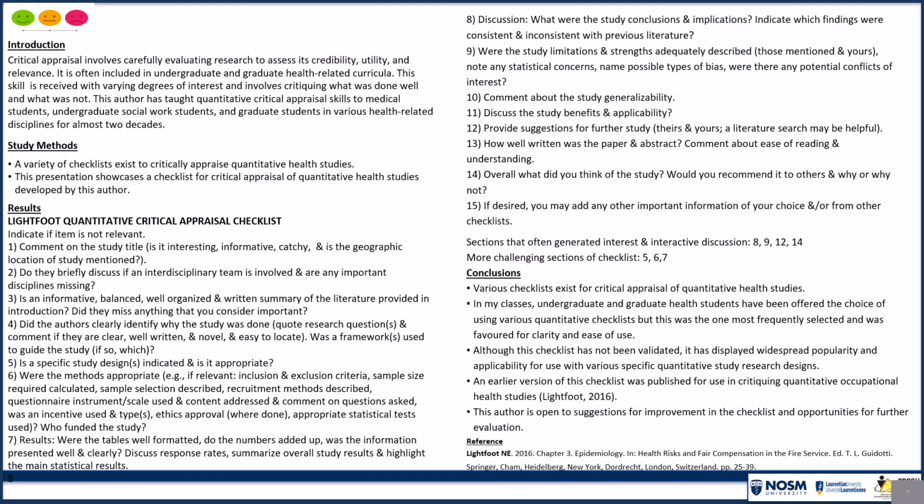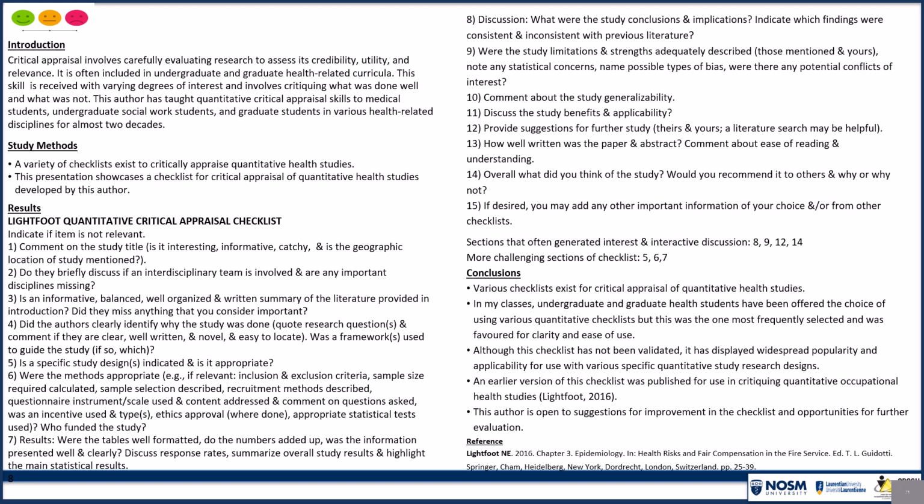A variety of checklists exist to critically appraise quantitative health studies. This presentation showcases a checklist for critical appraisal of quantitative health studies developed by me. The checklist is as follows.